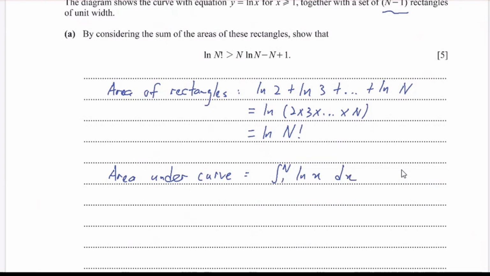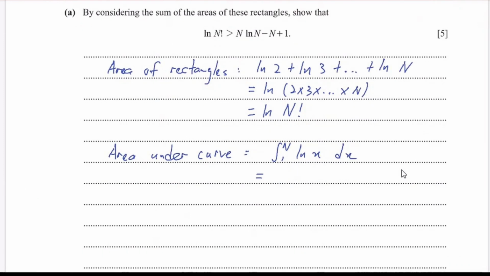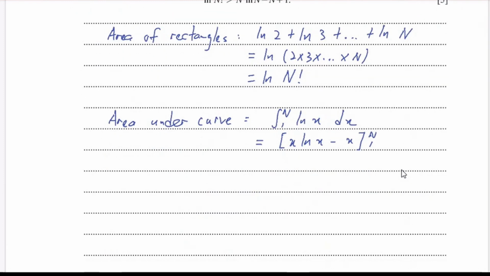When we integrate ln x, we can use integration by parts to do that. When we integrate this, we get x ln x minus x. We can sub in the values here: n ln n minus n, minus (ln 1 minus 1). So at last, it gives us this kind of expression.